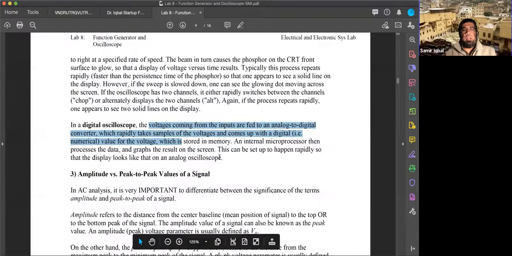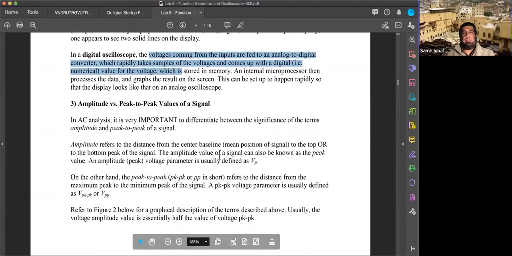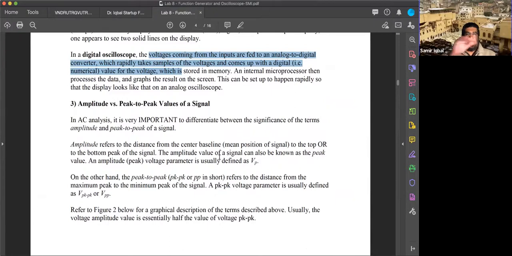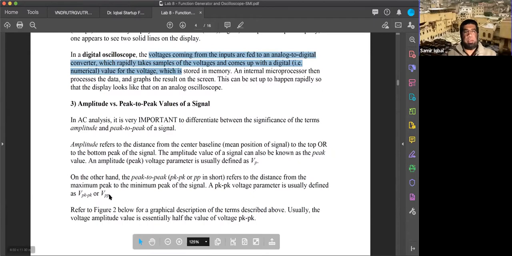All right, so what do we measure? We have to know what we mean when we say amplitude, and what we mean when we say peak to peak. When you say amplitude, we are just looking at the central line, the center baseline, which is the mean position of the signal. When you say peak to peak, we go to the minima and maxima and measure the signal between those two, and that's what you would call V with subscript PP, which is given here, VPP.